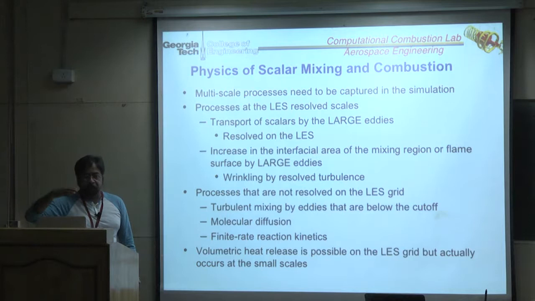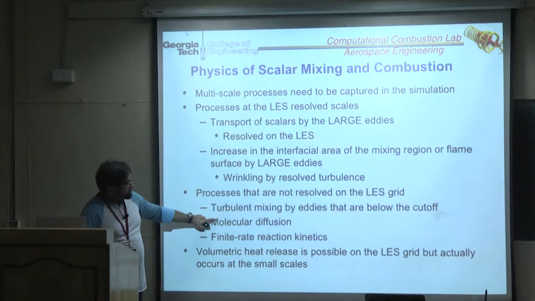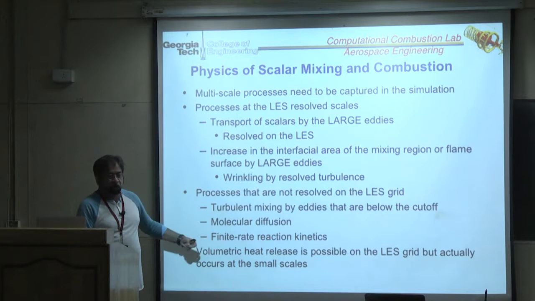Large eddies break down to small scales, so you have smaller eddies, you create more interfacial area, more turbulent mixing, but then once that mixing has happened, you have to have molecular diffusion, which is the diffusion process that will now occur along with the eddies that are below the cutoff. Then, only then, can you have combustion. Only when species are mixed at the molecular scales do you have combustion.